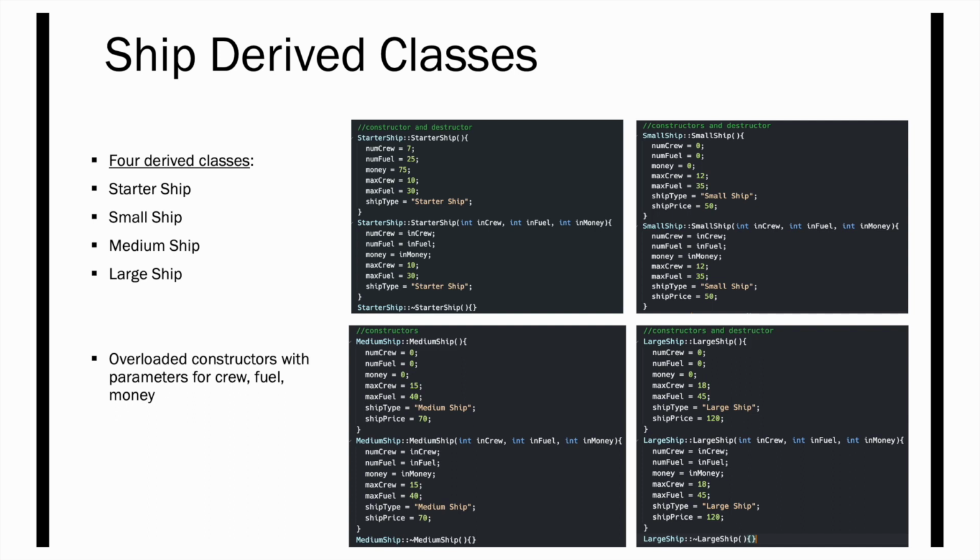The starter ship initializes the number of crew, the number of fuel, and the amount of money that you have if you're starting a new game. Everyone starts with a starter ship, and each of these derived classes have an overload constructor for whenever you need to change the ship type when you're purchasing an upgrade.